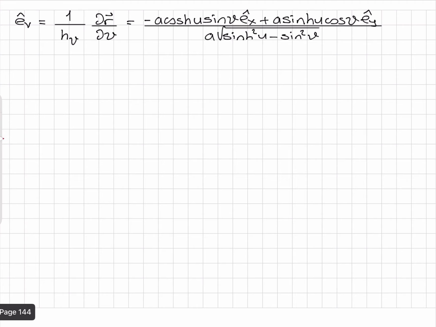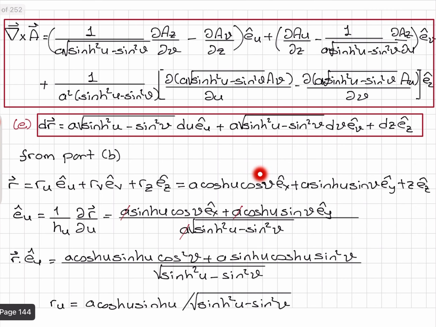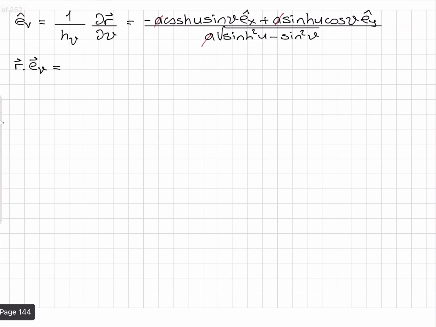Again, the same thing, the a's will cancel here, and r dot ev hat will give me rv, the v component of the position vector. So this is going to be the x part multiplied by this. I'm going to get cosine hyperbolic squared, and from the y part I will get sine hyperbolic squared.